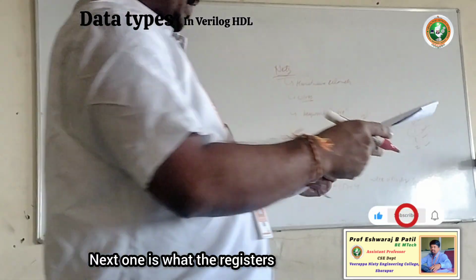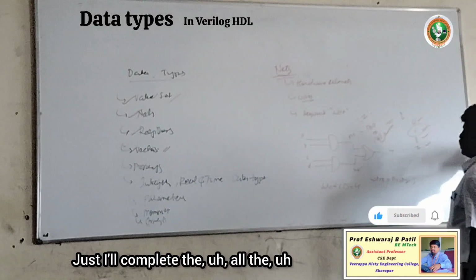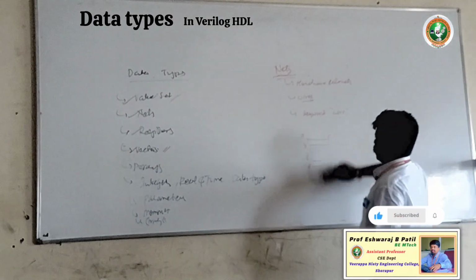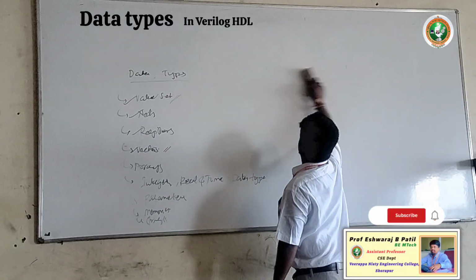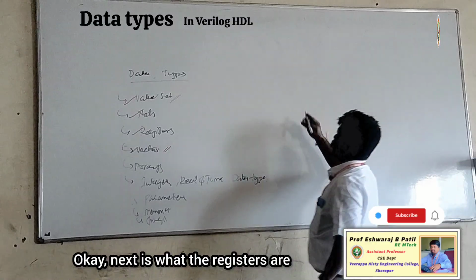Next one is the registers. I am just recalling the things. I will complete all the 8 data types here. Okay. Next is the registers.